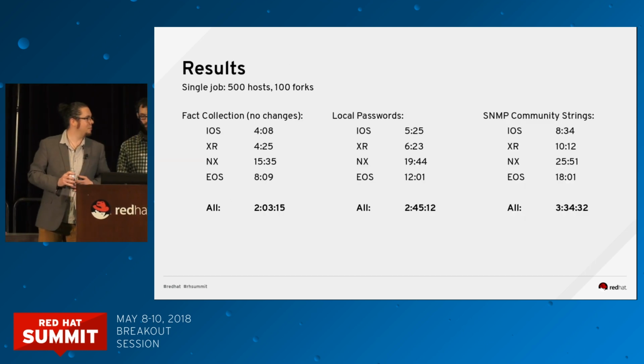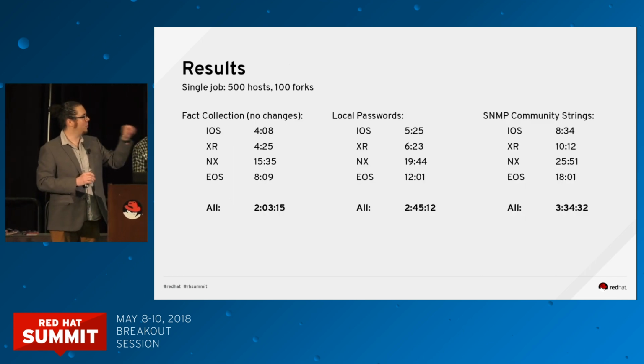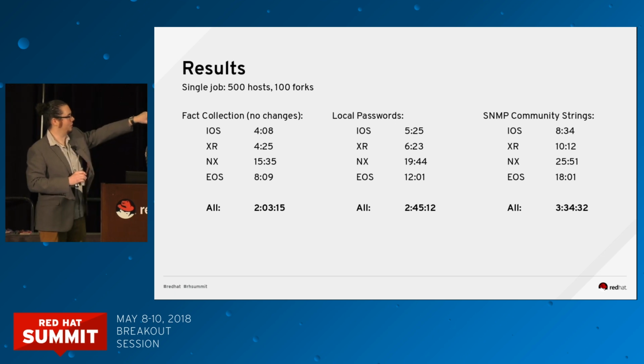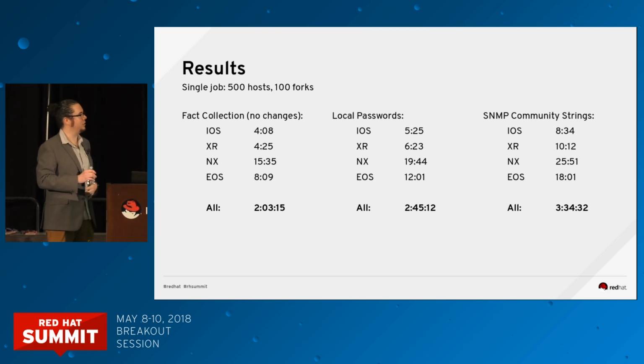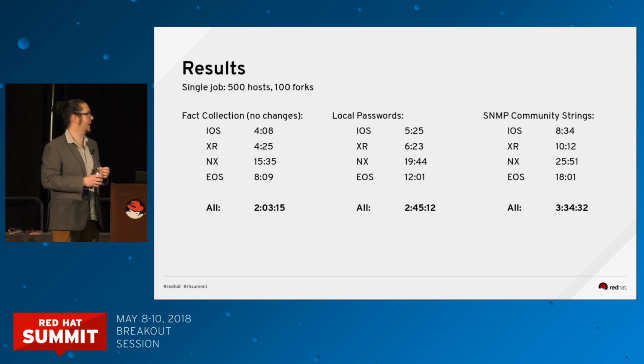So on to some actual results. First thing I want to point out is there's a big difference here between these IOS, XR, NX, EOS, and then the All at the bottom. So first off, for the individual runs up here, these are all targeting 500 hosts and set to 100 forks. So we were able to run fact collection against 500 IOS devices in roughly 4 minutes. Fact collection against XR in roughly 4.5. You know, NX, EOS, you see that.